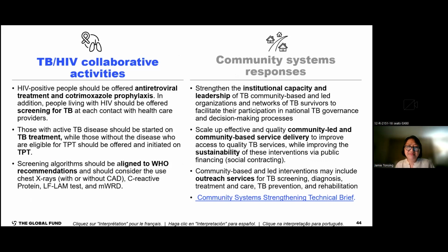On community systems and response, we need to strengthen the institutional capacity and leadership of TB community-based and community-led organizations, including, now in many countries, networks of TB survivors beginning to form. We have to scale up effective, quality community-led and community-based service delivery to improve access to quality care. And we also need to think about how we can improve outreach services through the support of community-based organizations. There is a link to the technical brief on this area provided in the slide. Next, please.